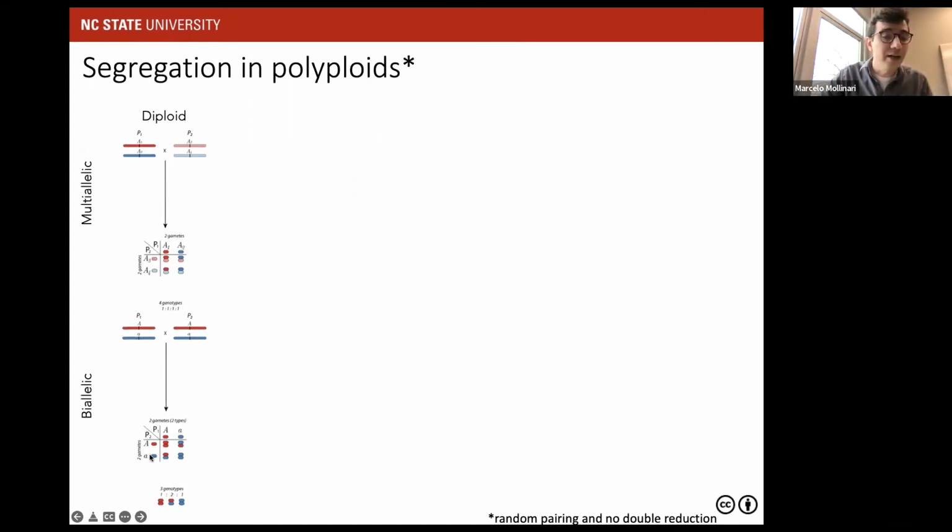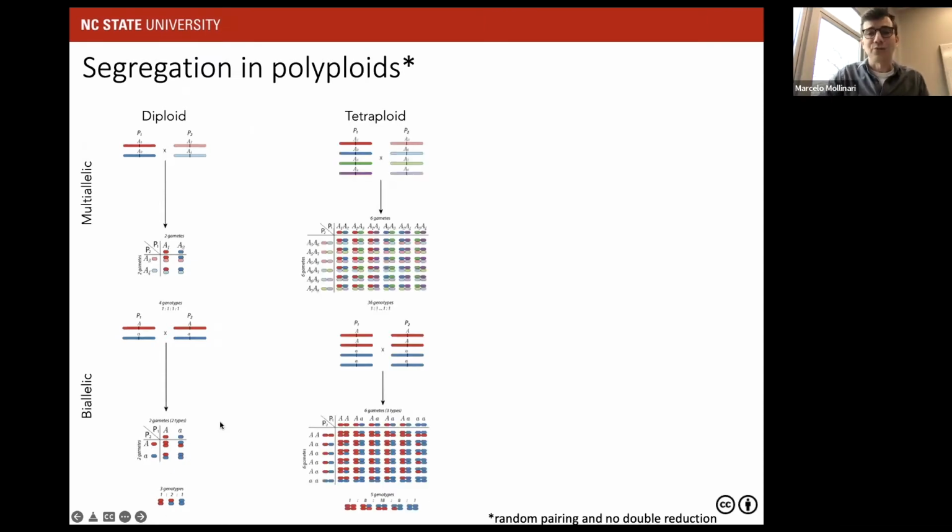If you have a biallelic marker, you can't distinguish between big A and small a, so these 2 here are the same in this situation. In tetraploids, we have 6 possible gametes. I'm not considering something we call double reduction, where the same allele can be present twice in the gamete. So we have 6 possible gametes in one parent, 6 possible gametes in the other parent, and you have 36 possible combinations.